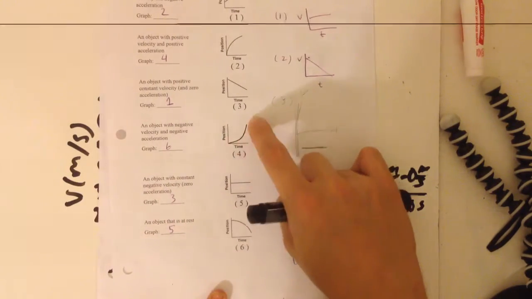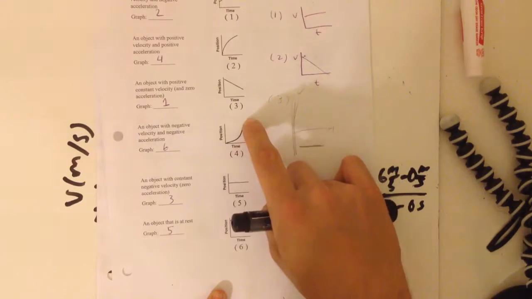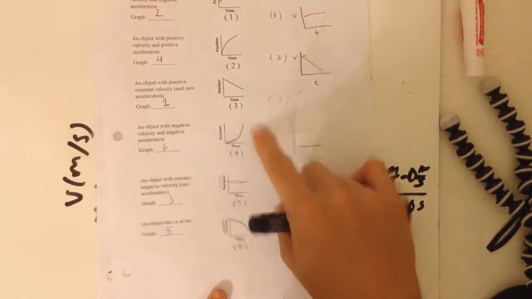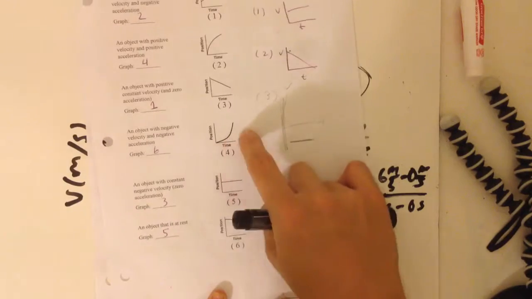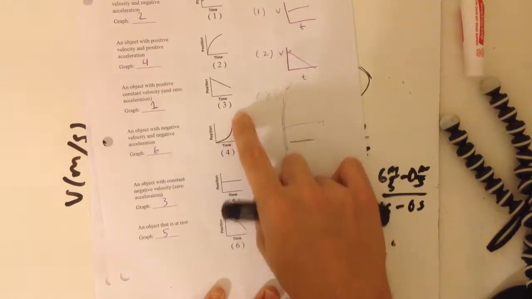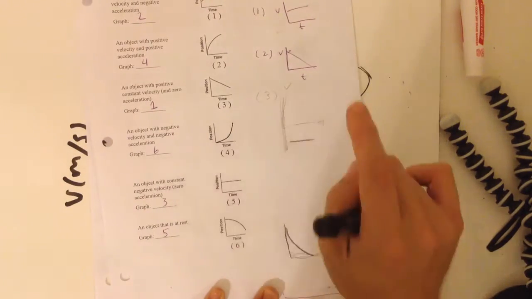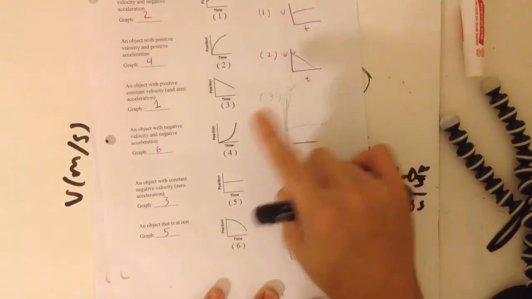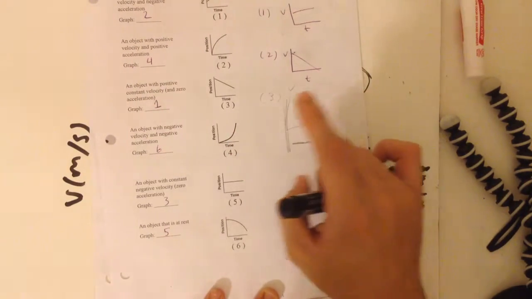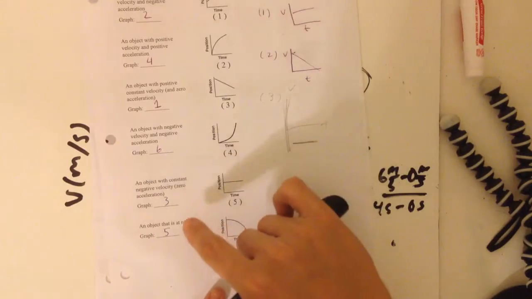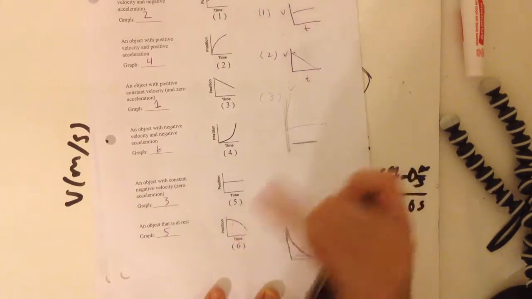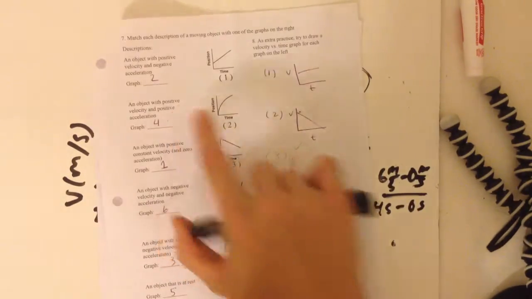Keep going. We have something where our position is increasing in 4. If our position is increasing, we have positive velocity, but the slope of this graph is also increasing, right? The slope is the velocity, and it's increasing, that means we have positive acceleration. So we need something with positive velocity and positive acceleration. That's this description right here.